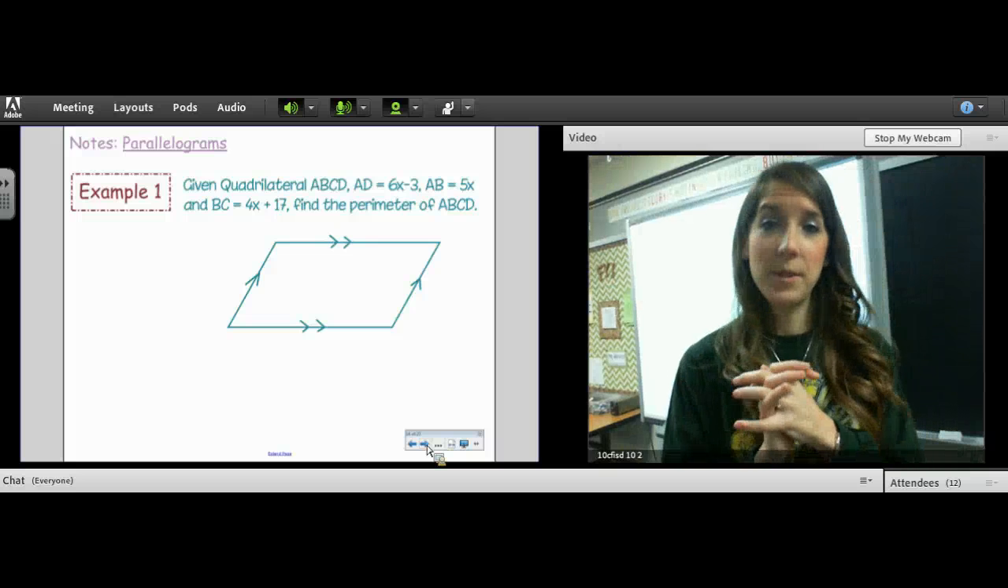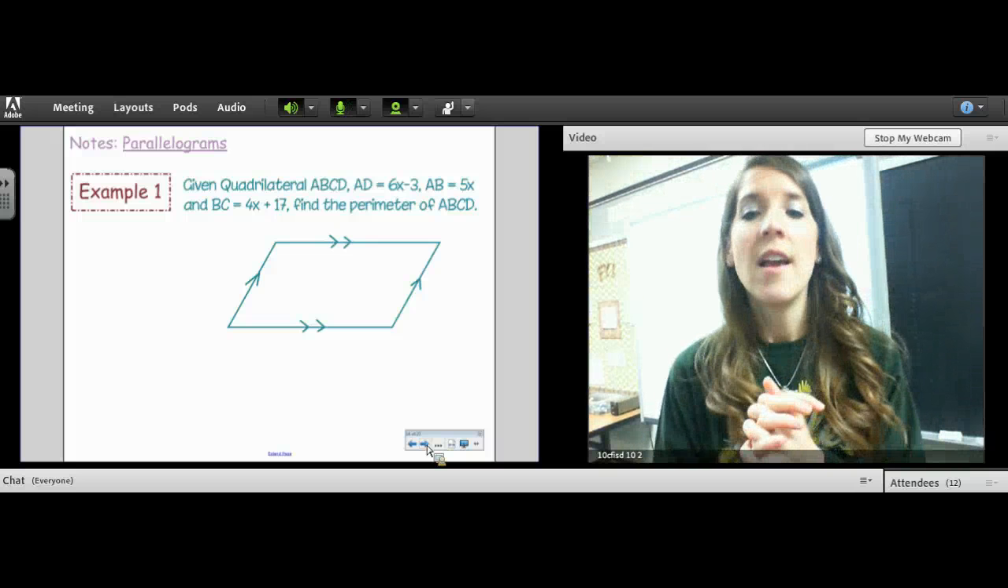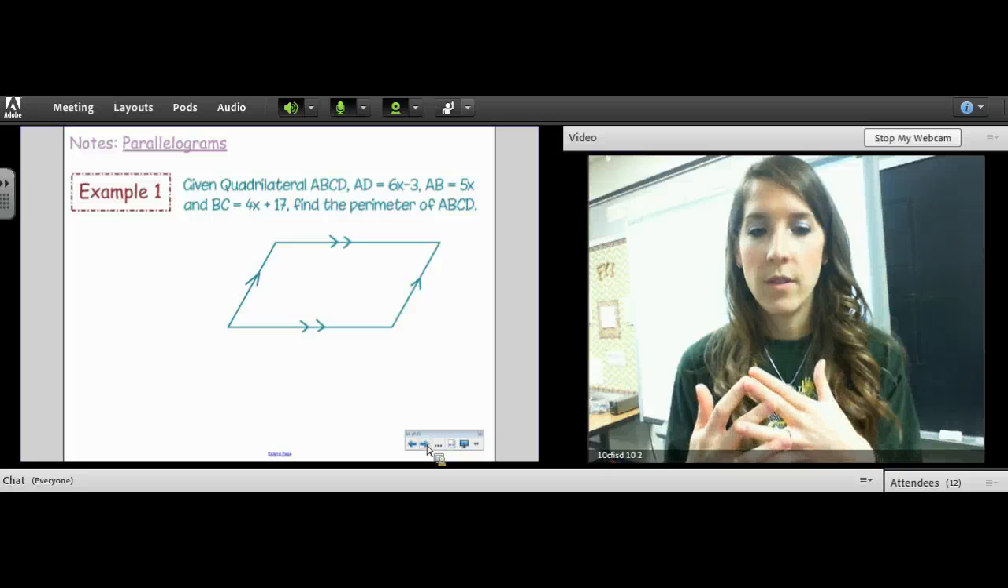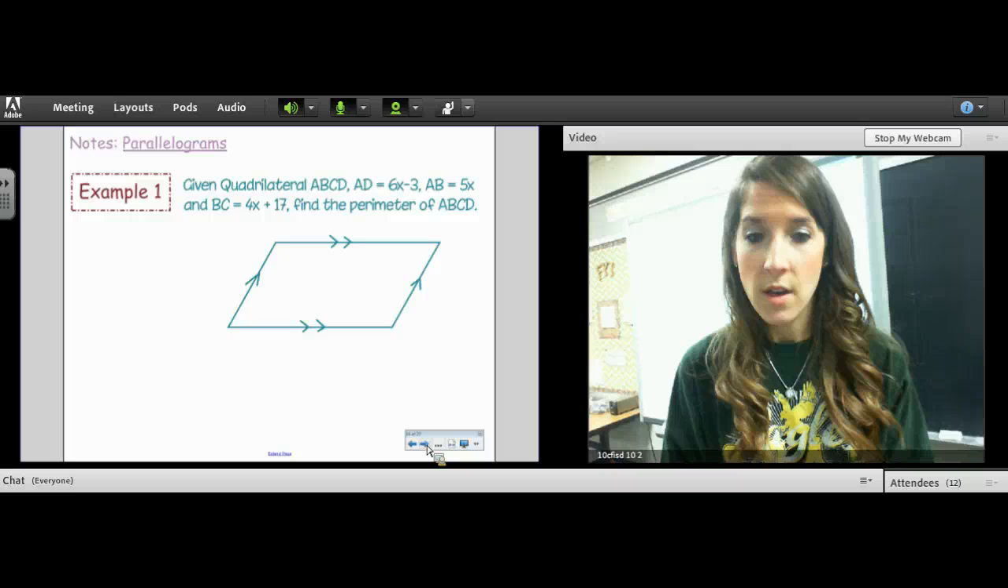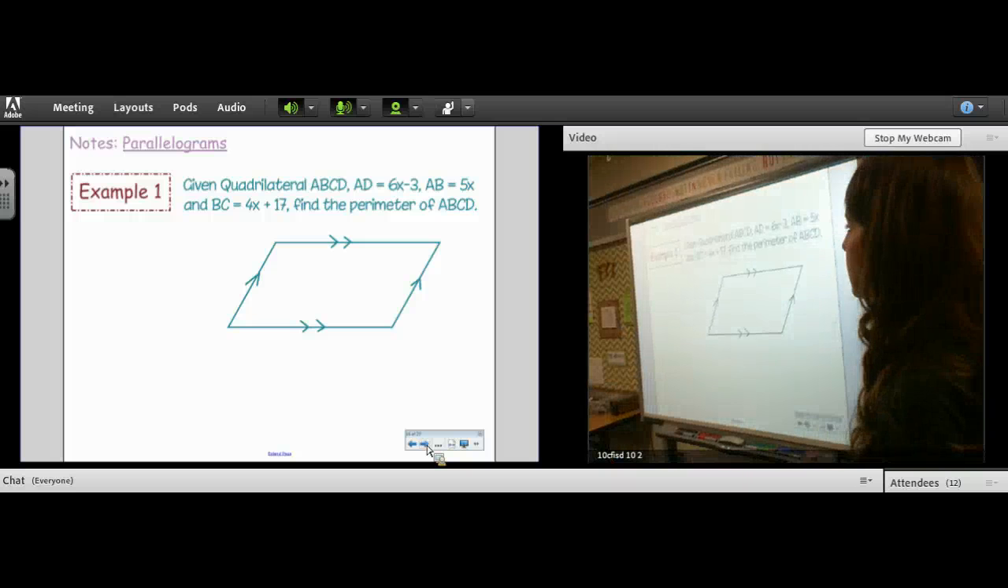Okay, let's do some examples so we can actually apply these properties. In every example you're able to pick one of the 5 properties that you just learned and use it. So let's see which property we're going to use in this example.